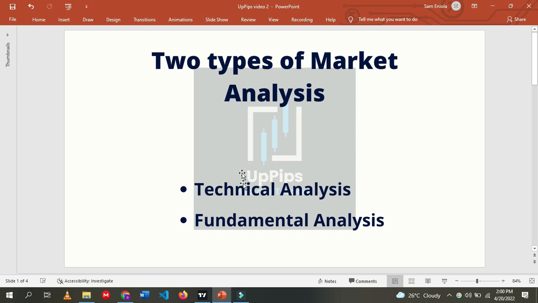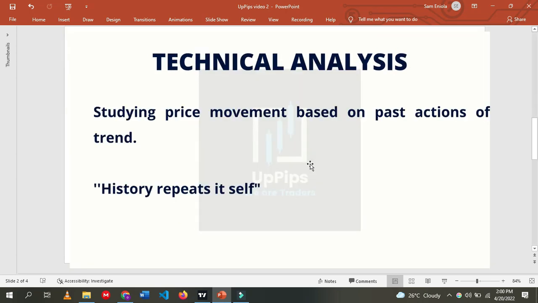Now, number one, we have technical analysis and we have fundamental analysis. These are the two major types of analysis when it comes to forex trading. Technical analysis is based on studying price movement based on past action of trend. Action repeats itself when it comes to the forex market. In technical analysis, we are going to be using charts. They will tell you there are different kinds of charts. We have line charts, we have bar charts, and all. But here we are going to be using only our candlestick chart, the Japanese candlestick chart.